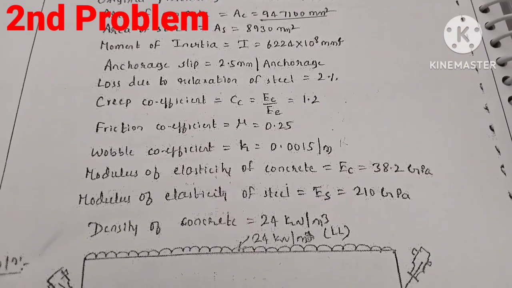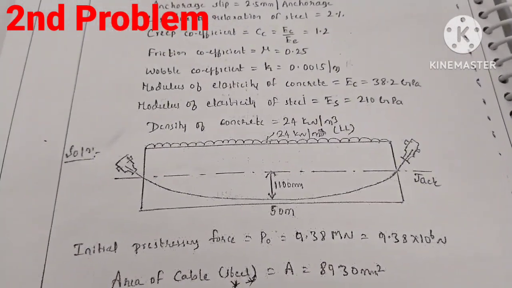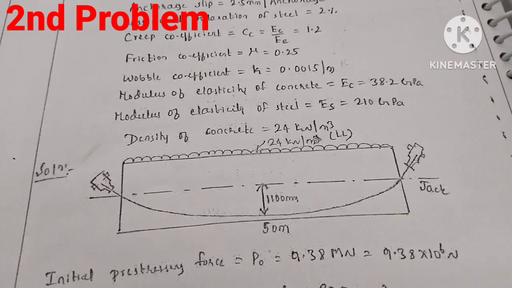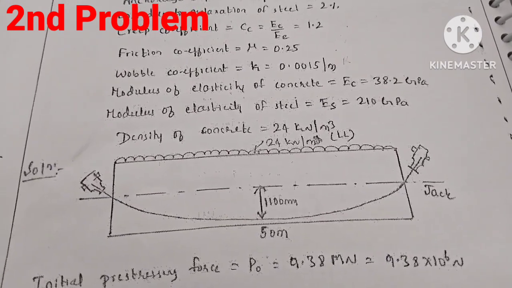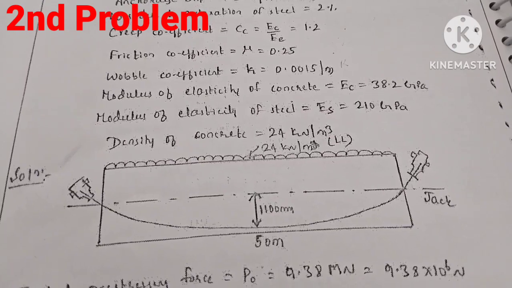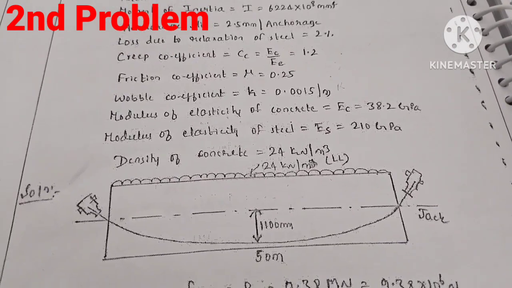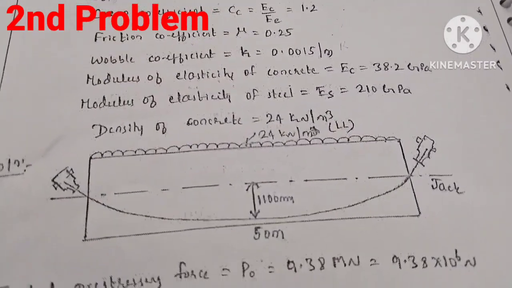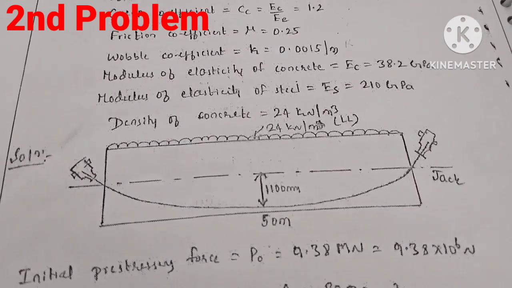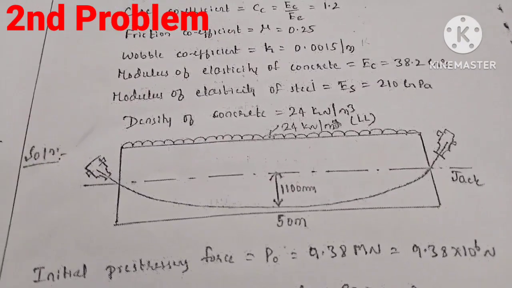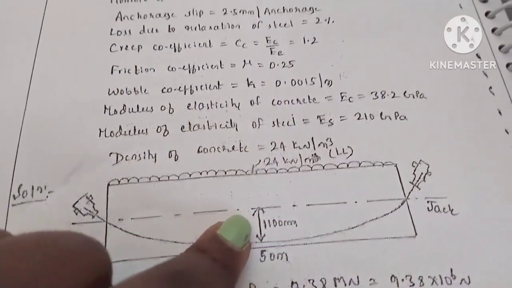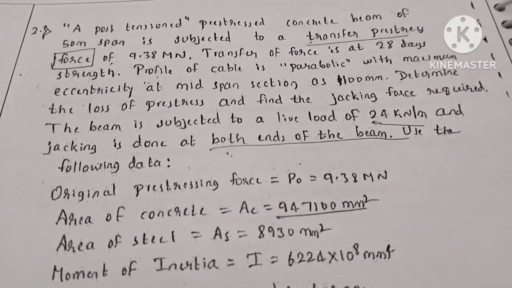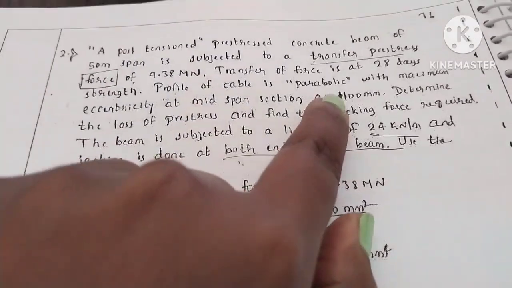The density of the concrete also has been given, and here they have given a beam with the tendons. The density of the concrete is different from the live load. The live load is 24 kilonewton per meter, given in the figure itself, so it is different. The eccentricity has been mentioned in the question itself, that the eccentricity is 1110 mm.